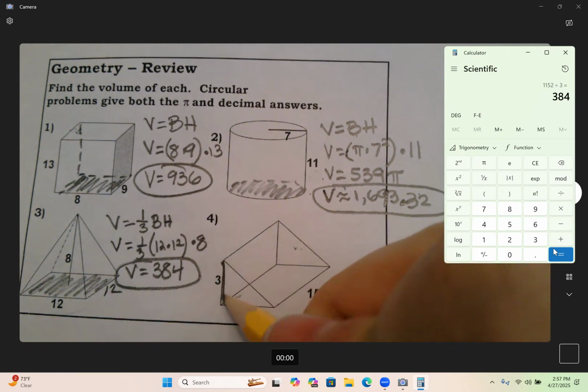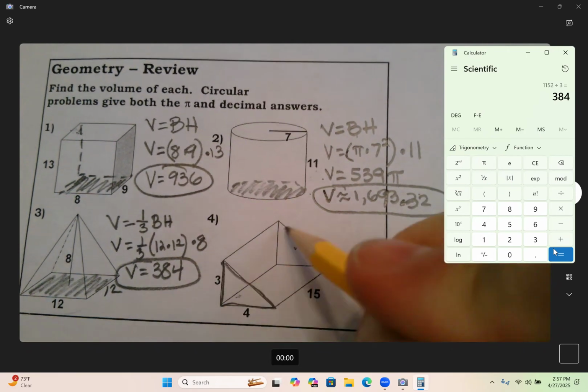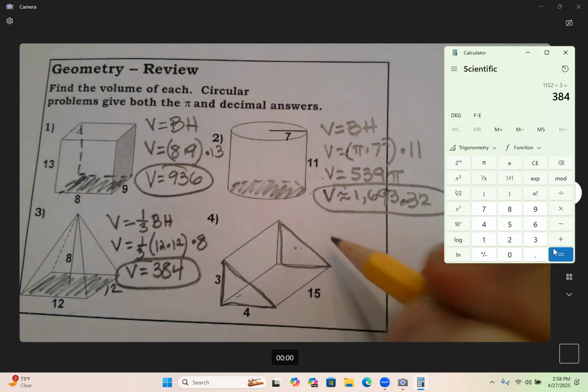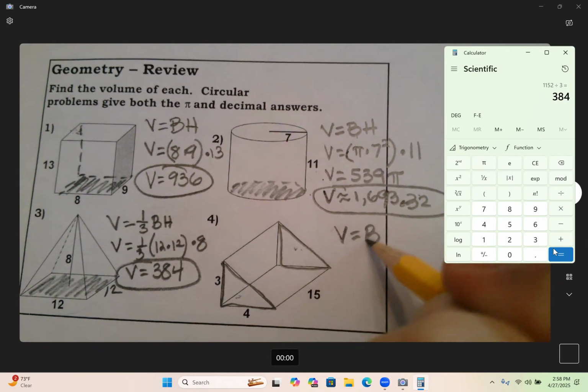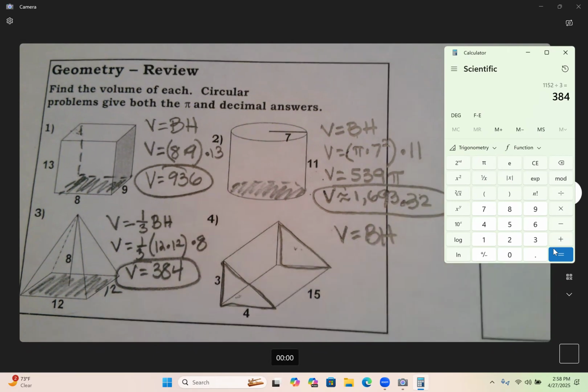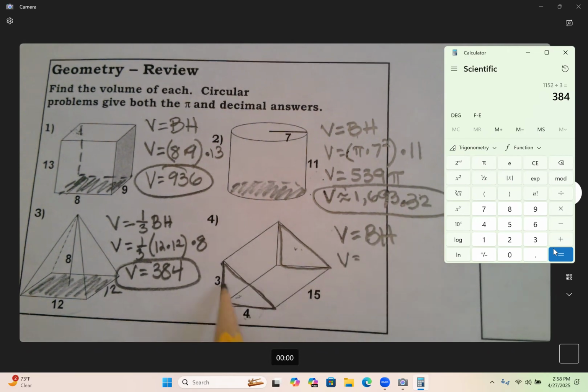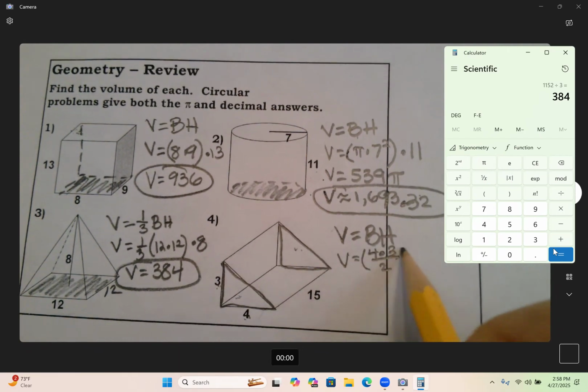So these right here are the bases, the parallel and congruent bases. Okay, so volume of a prism is area of the base times the height again. In a triangle, remember that is base times height divided by 2. Here's your base, here's your height, and then divided by 2. So 4 times 3 divided by 2.